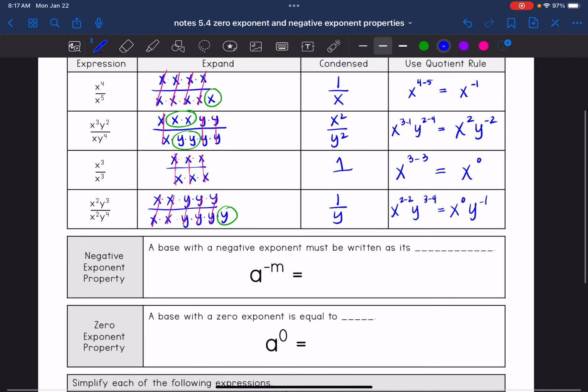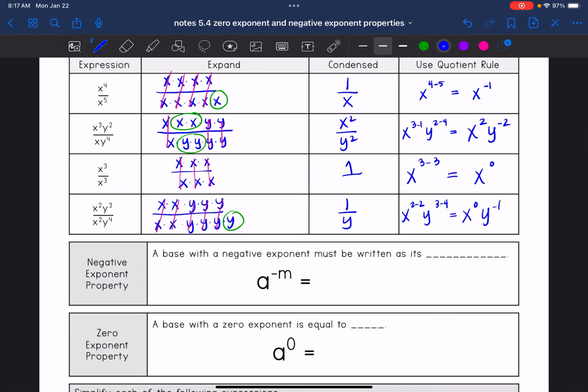Okay, so now that we've done that, let's actually put some rules to these properties. A base with a negative exponent must be written as its reciprocal. Look right here, I had x to the negative 1, but when I condensed it, it was just 1 over x. Here's another time that I had a negative exponent, and that one has to be written at the bottom. So anytime you have a negative exponent, you have to rewrite it as its reciprocal. You're going to flip it. So a to the negative m would become 1 over a to the m.